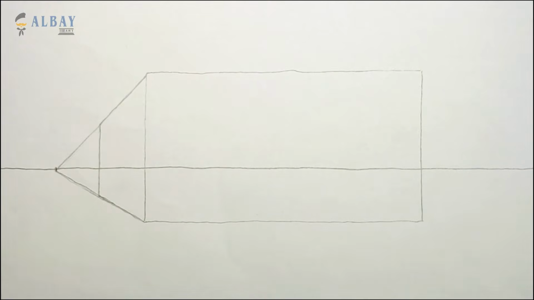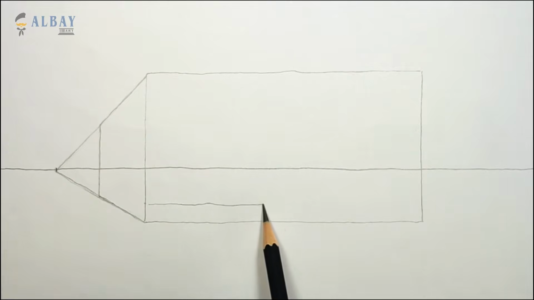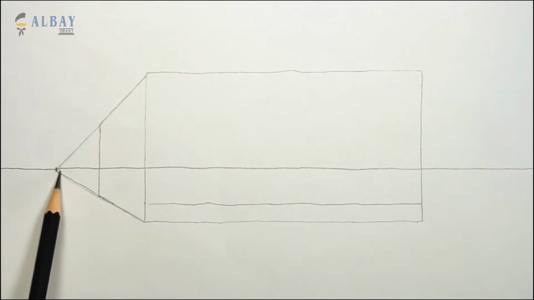Okay, that's it. Now I am going to draw the base of the house. It is very simple. On the side of the house, I use the vanishing point again.